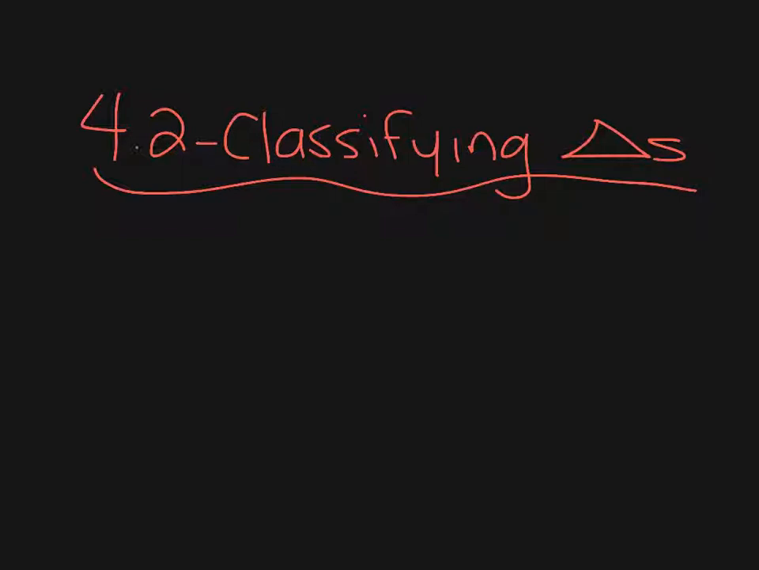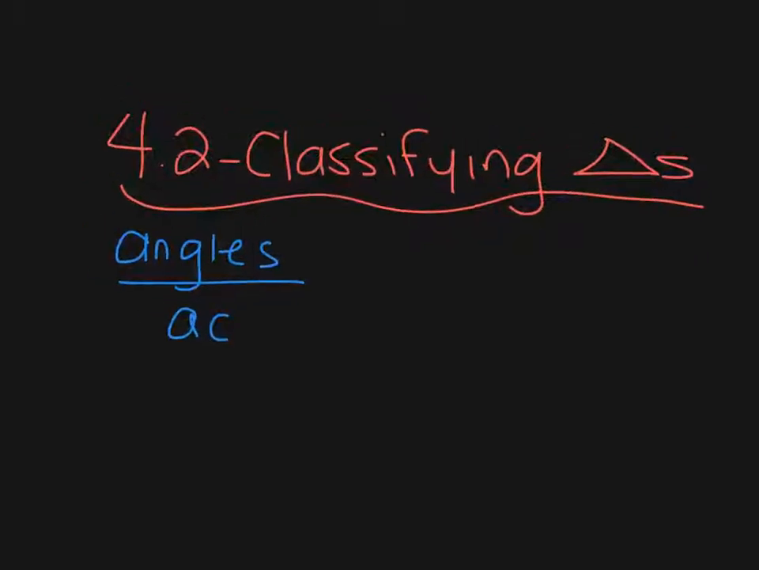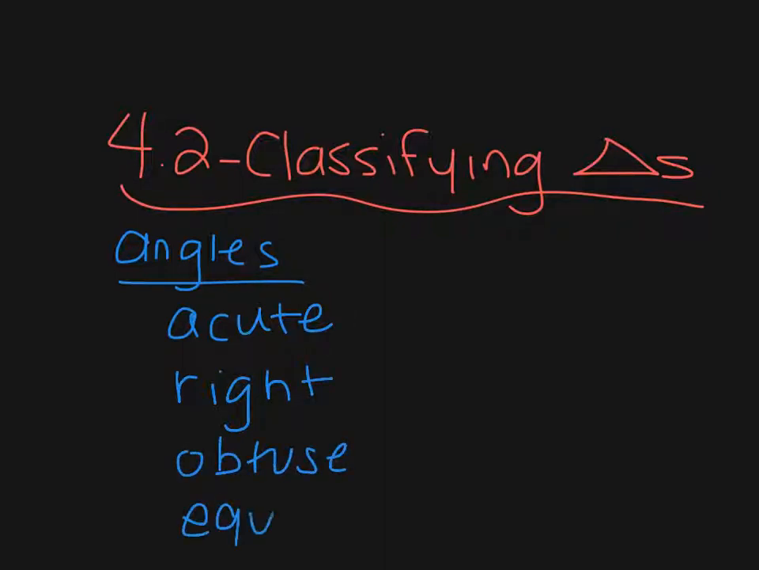So we learned two ways to classify the triangles, by their angles and by their sides. If I want to classify them by their angles, I had acute, right, obtuse, and equiangular.